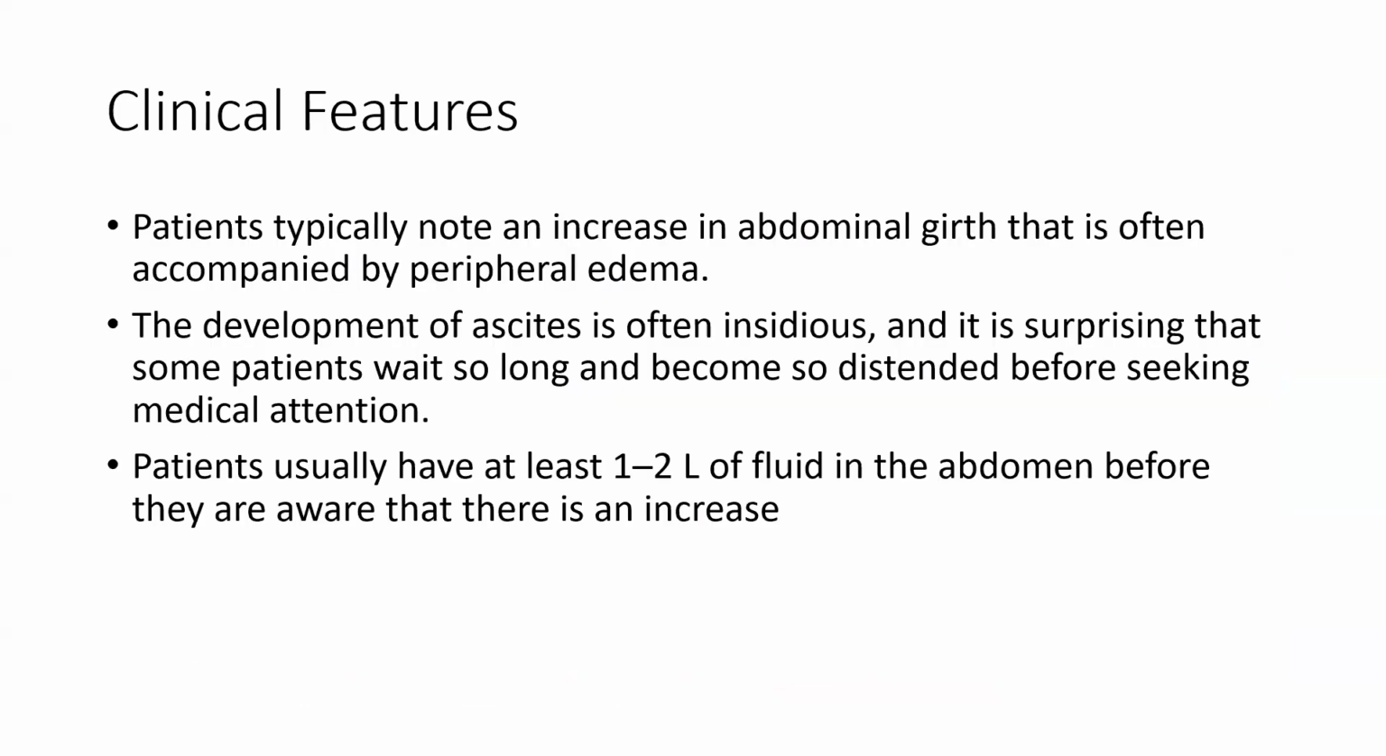Now about the clinical features. Patients typically note an increase in abdominal girth that is often accompanied by peripheral edema. The development of ascites is often insidious, and it is surprising that some patients wait so long and become so distended before seeking medical attention. If the ascites is mild, the patient usually neglects it. Patients seek help when the distension of the abdomen is causing symptoms like respiratory distress. Patients usually have at least 1 to 2 liters of fluid in the abdomen before they are aware that there is an increase.